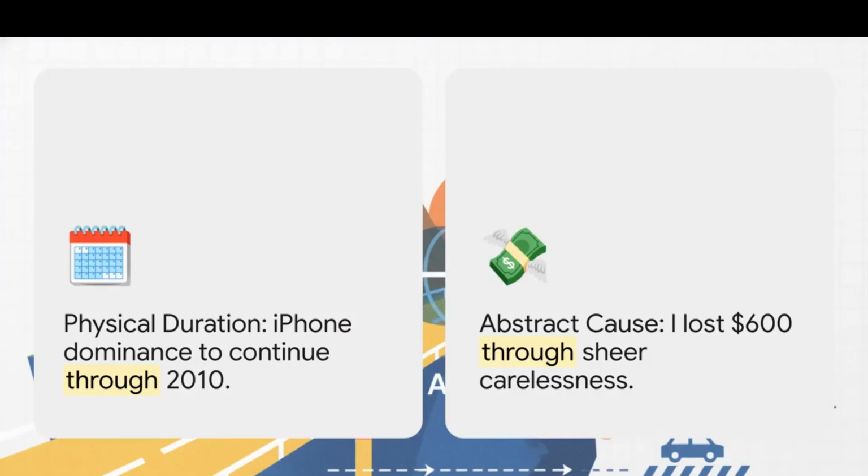Just look at this comparison. On the one hand, I walked through the door. Totally literal, right? You enter one side, you exit the other. But on the right, I lost $600 through sheer carelessness. Here, the cause, the carelessness, is imagined as a space or a process you had to pass through to get to the result. The underlying logic is exactly the same.